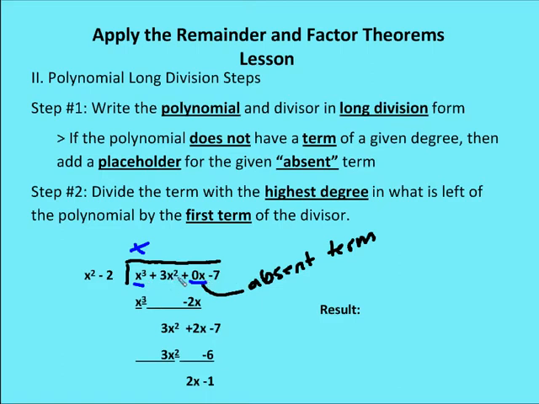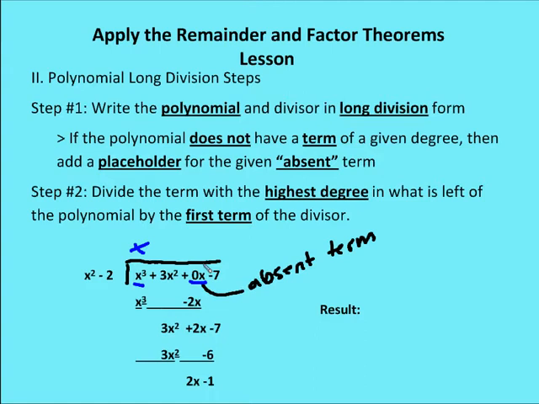There may be some spaces in the expression that don't have a coefficient or a value for a given exponent. So in this case, I don't have a coefficient or a value for x to the 1. So as a placeholder, I'm going to put in 0x, and I call these absent terms, but we need to account for them as part of a long division by putting in these placeholders. Okay, so I write my dividend and divisor in long division form. If the polynomial does not have a term of a given degree, then I'm going to add a placeholder for that given absent term, which I've done.